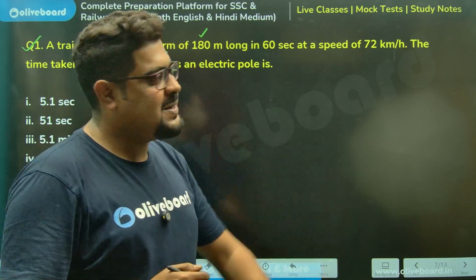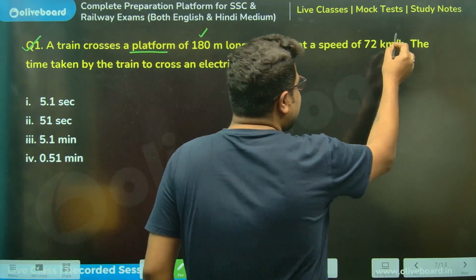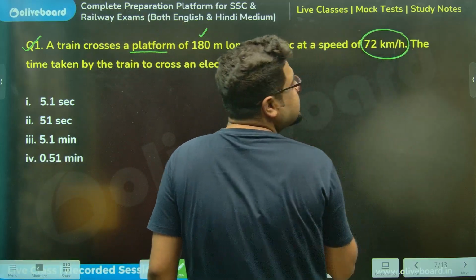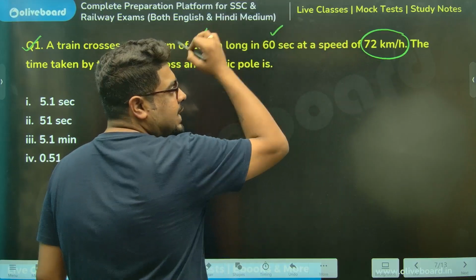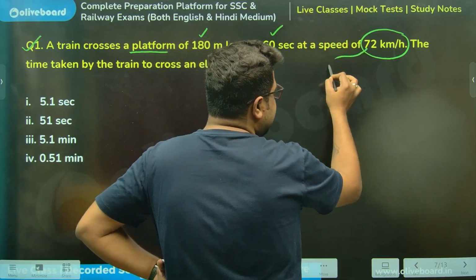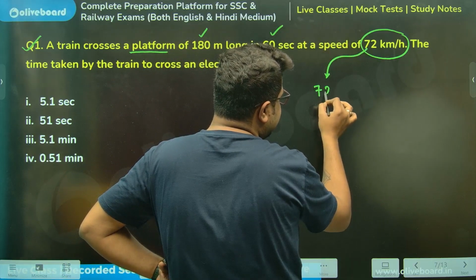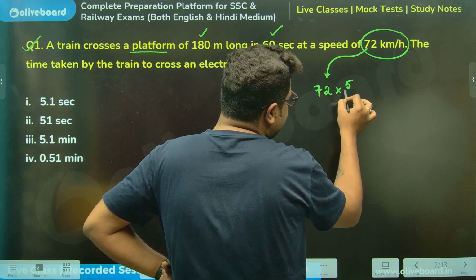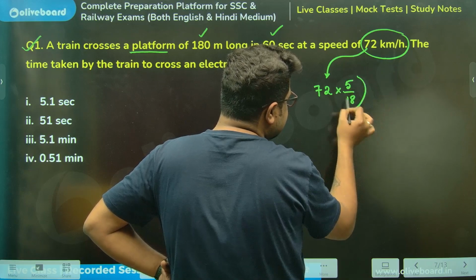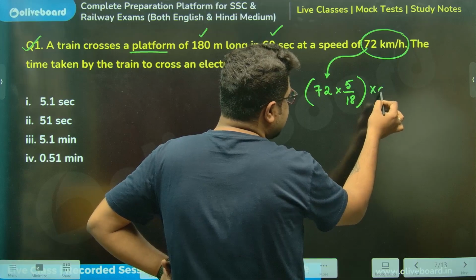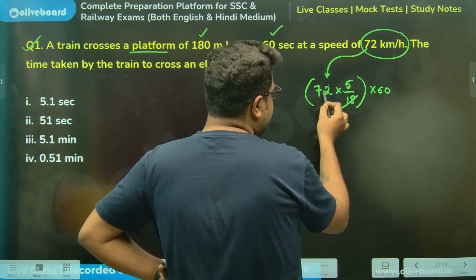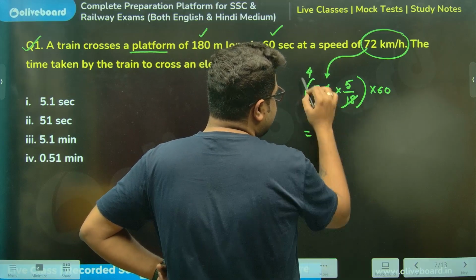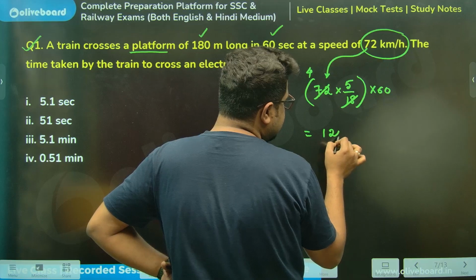So let's understand how much distance the train goes in 60 seconds, because I have the speed of the train and time. The speed in meter per second will be 72, and I have to convert it by 5 over 18. This is speed, sir. Speed into time gives us the distance: 18 4s are 72, 4 5s are 20, 2 2s are 4, which is 1200.